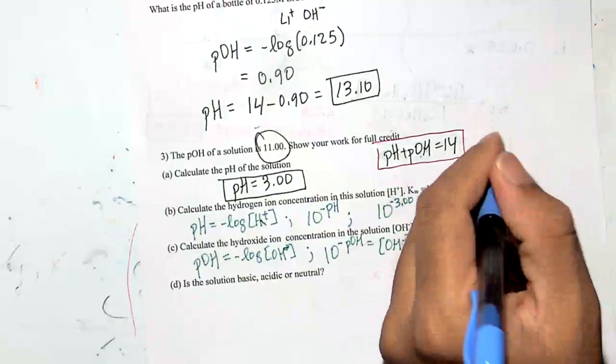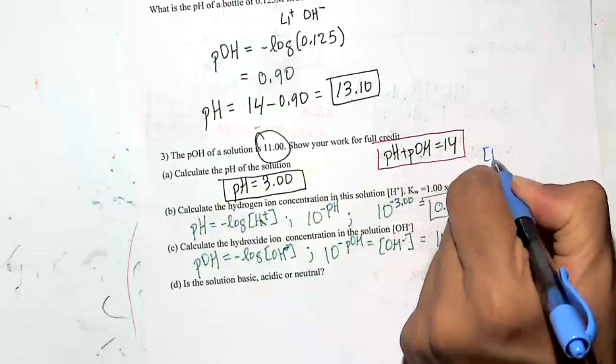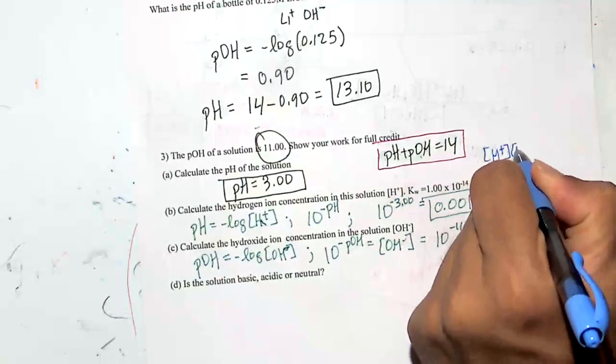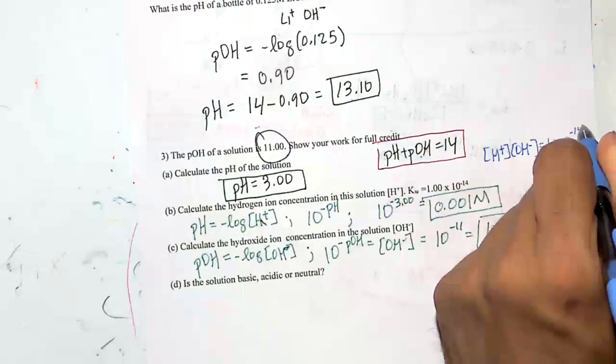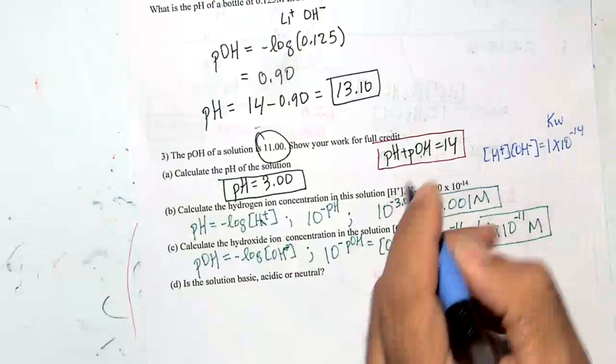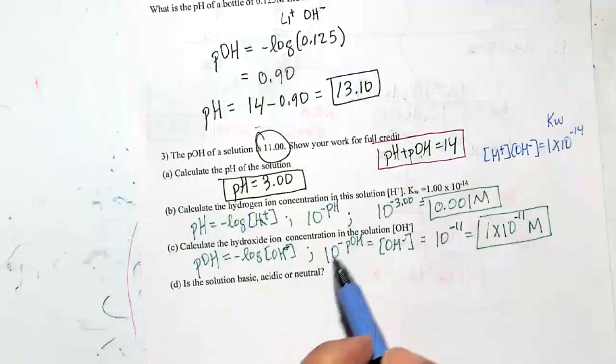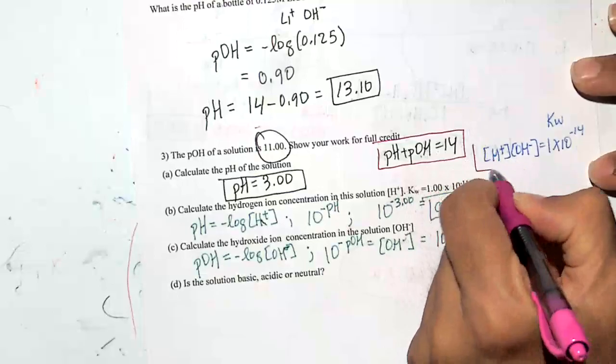There's another way to solve for this. I don't know if you know this, but the concentration of H+ times the concentration of OH- equals 1 times 10 to the minus 14. This is called Kw. So you can use that equation to solve for H+ or OH-. So either or.